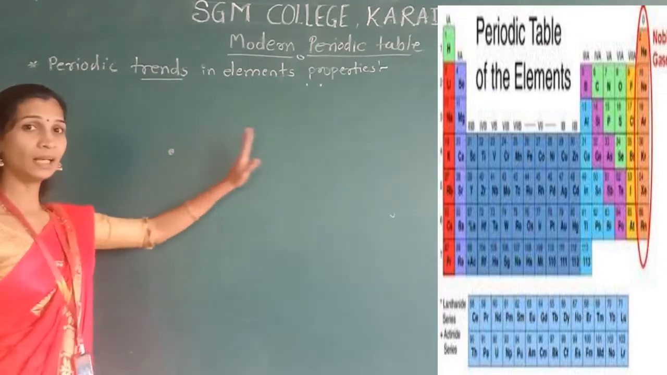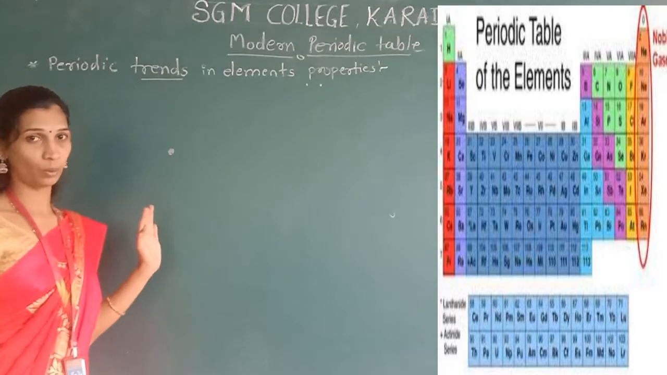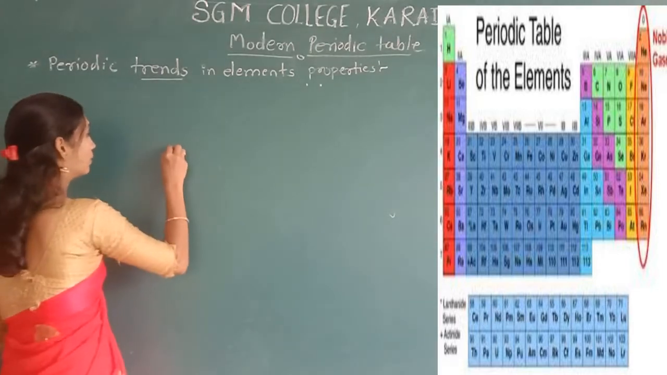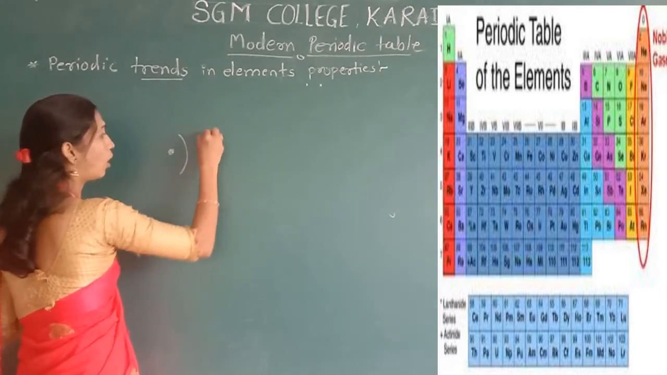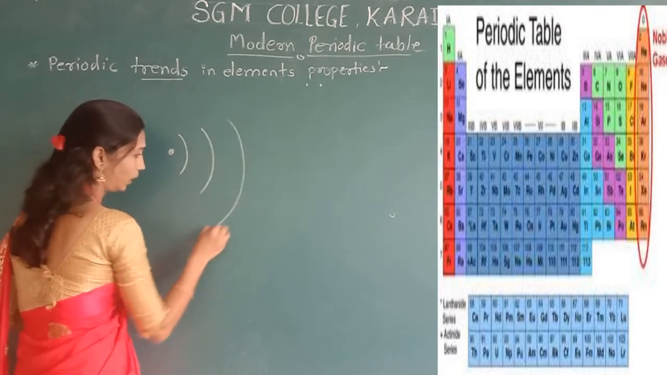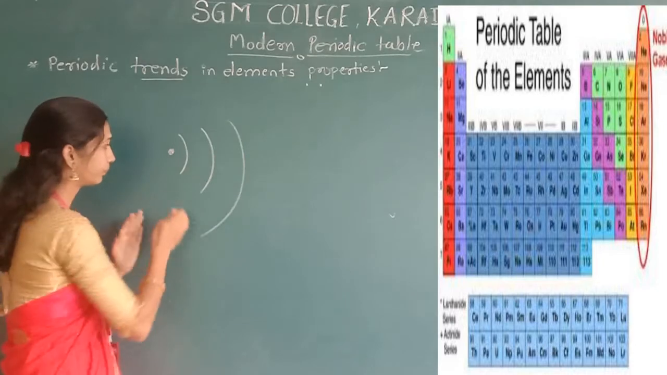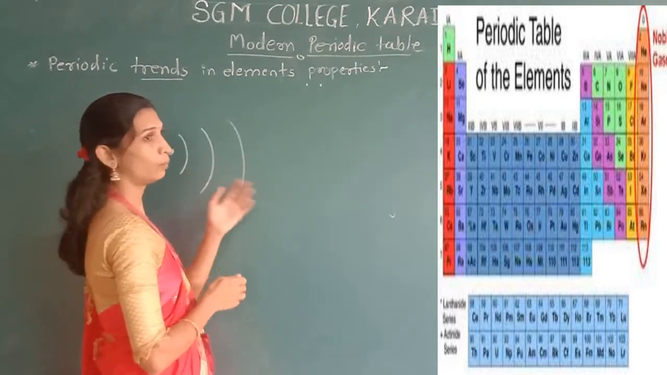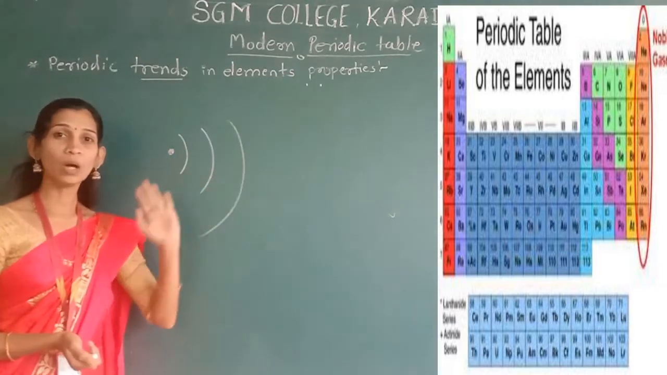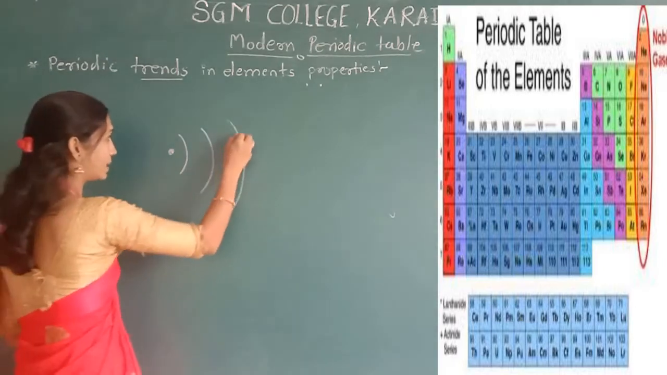The protons are equal to the number of electrons. Now the different orbits are present. We don't draw the circles, we take it in short. Different orbits: first orbit, second orbit, third orbit. In every orbit electrons are present.